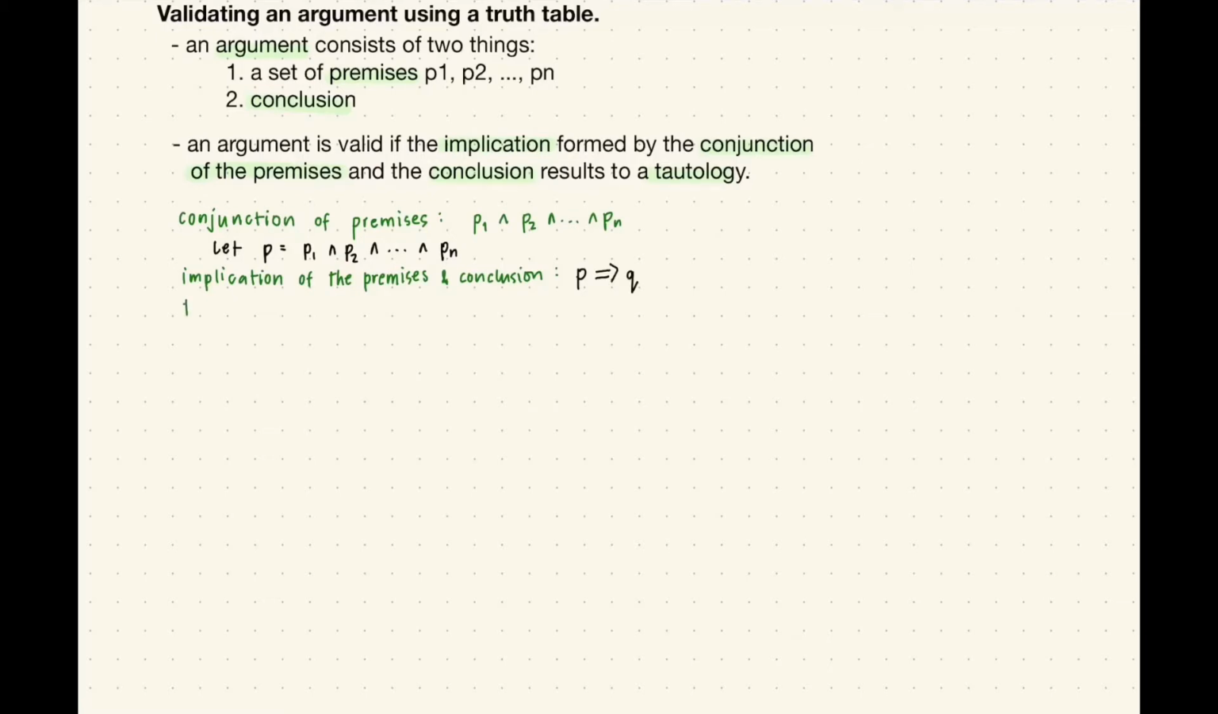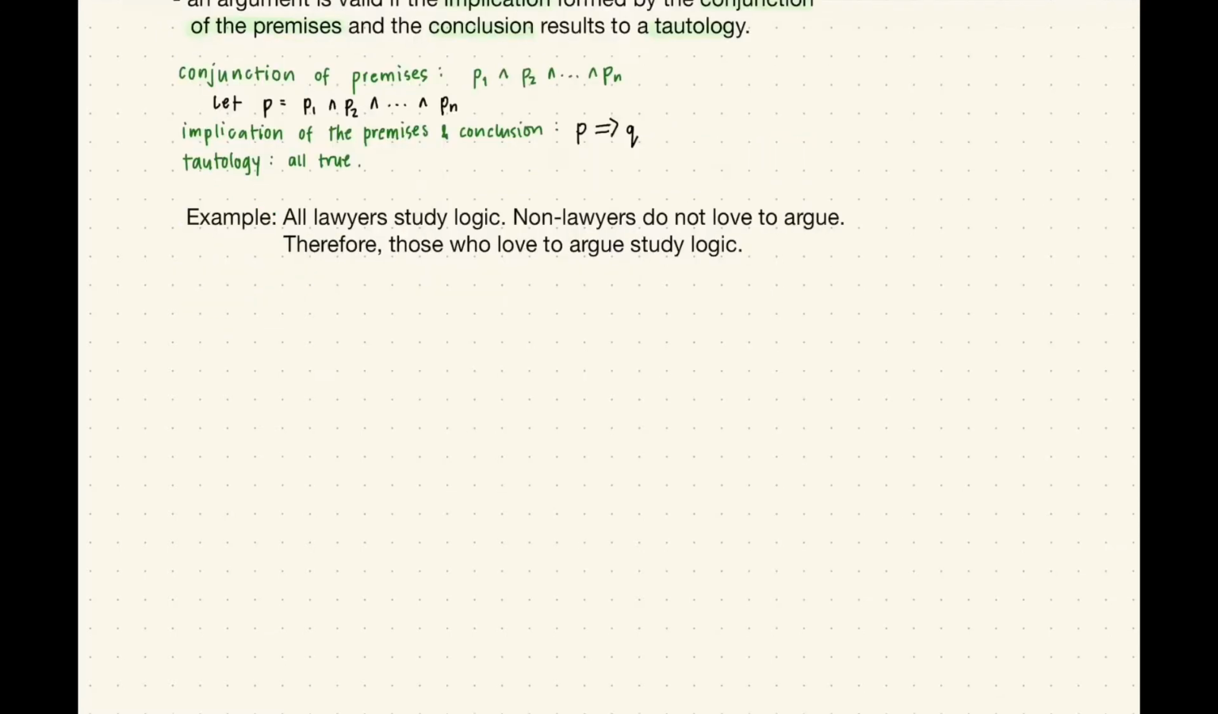So double arrow because it's an implication, not just a conditional statement. So again, a tautology is a statement that is always true, or is an argument that is always true, meaning you don't get a false in the truth value, in the truth table. Okay, so let's have an example.